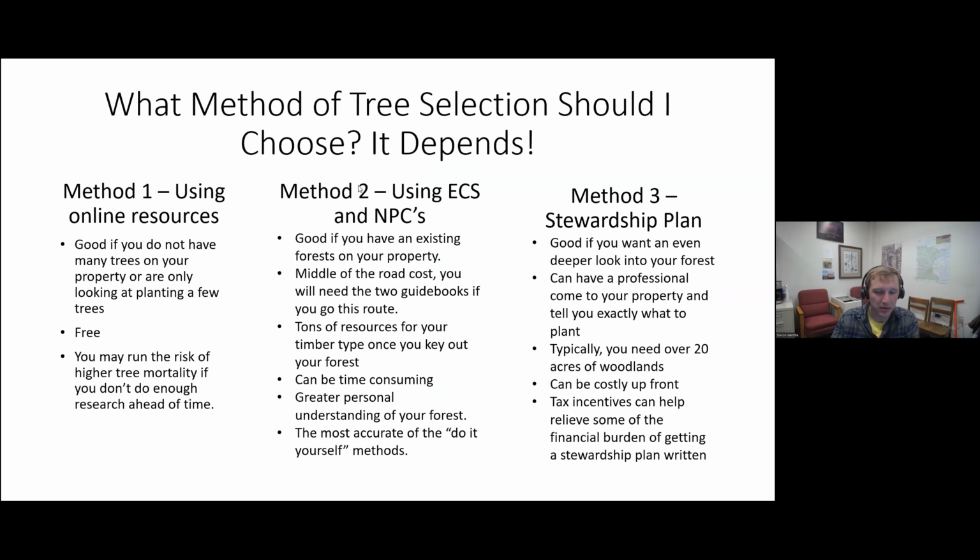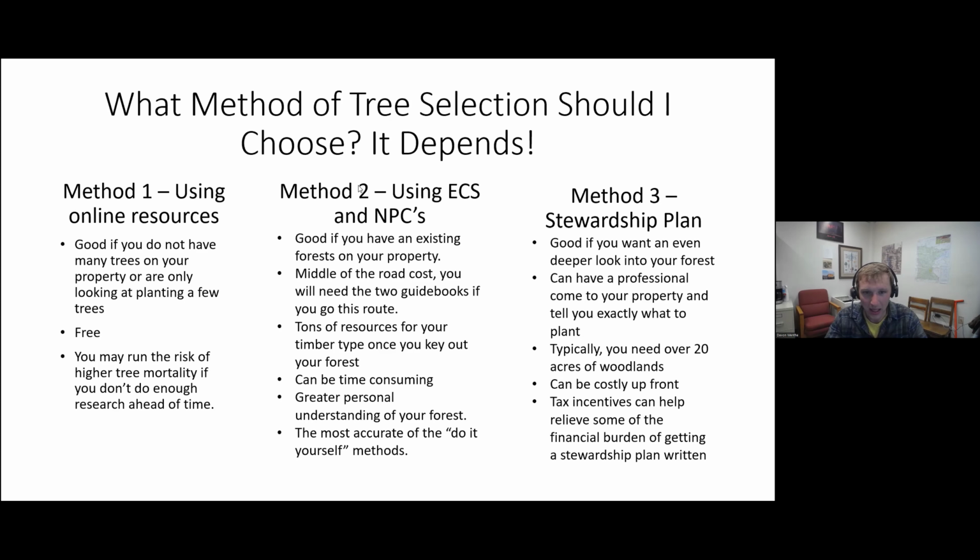Method 1 is using your online resources. It's good if you don't have many trees on your property. It's free, and everybody likes free. You may run the risk of higher mortality if you don't do enough research. Sometimes you can read the wrong article and think something's going to do great, and then it doesn't. So it's a little more risky, but it's definitely less time consuming, and it's a free method. Free is always nice. Method 2, using ECS.